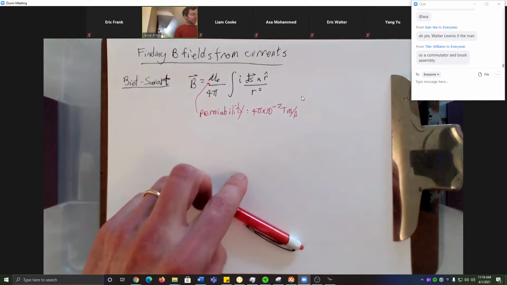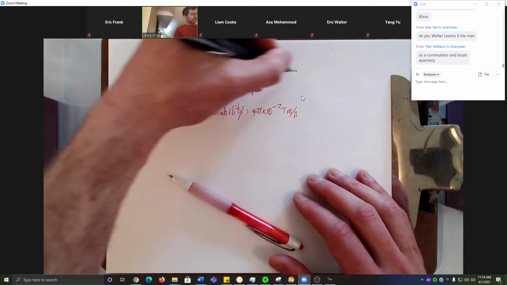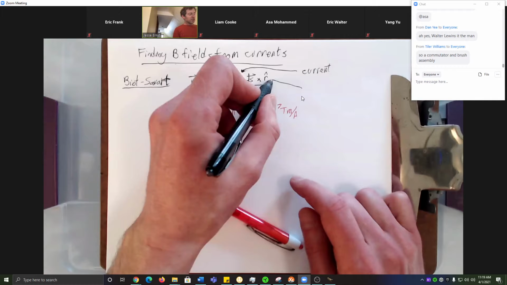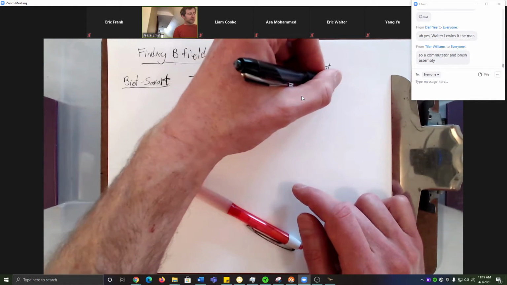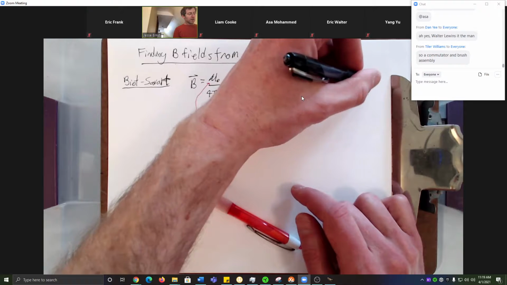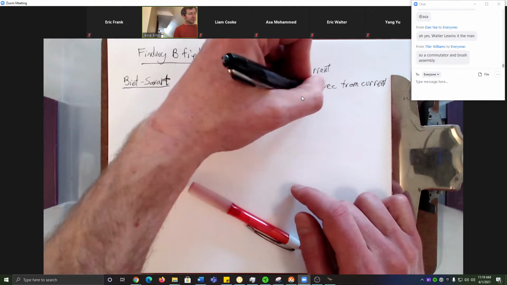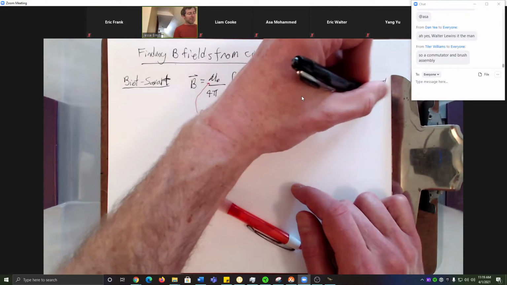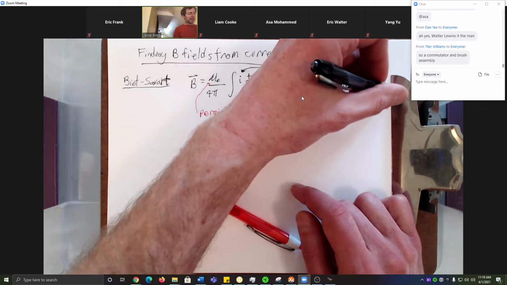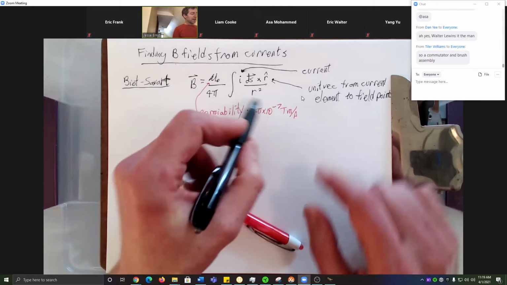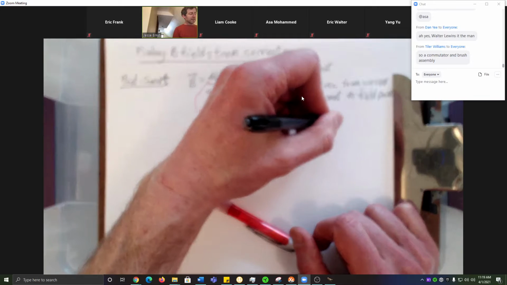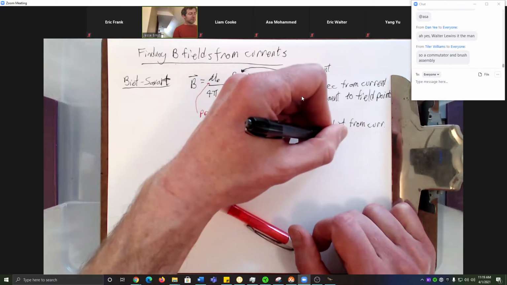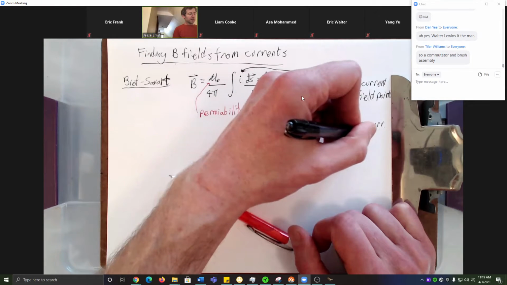I is the current. This is the unit vector from the current element to the field point. By field point, I mean the point where you want to find the magnetic field. And R is the distance from the current element to the field point.